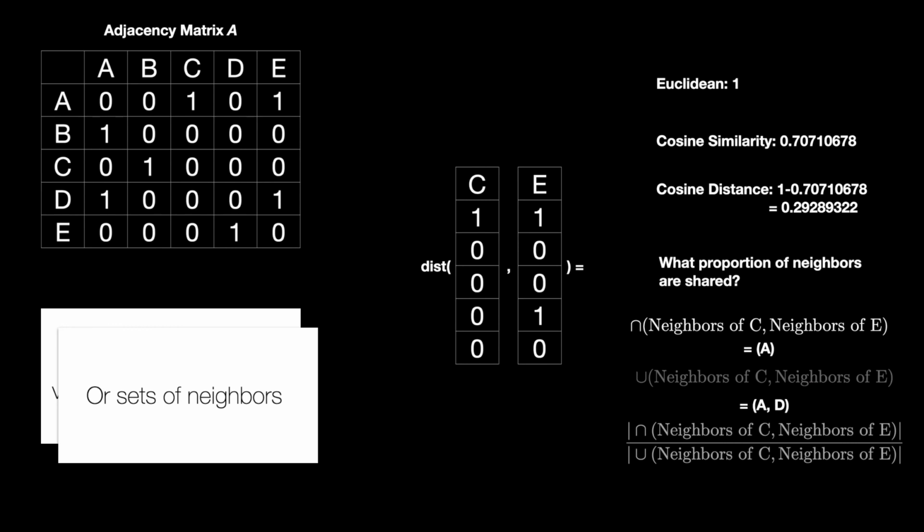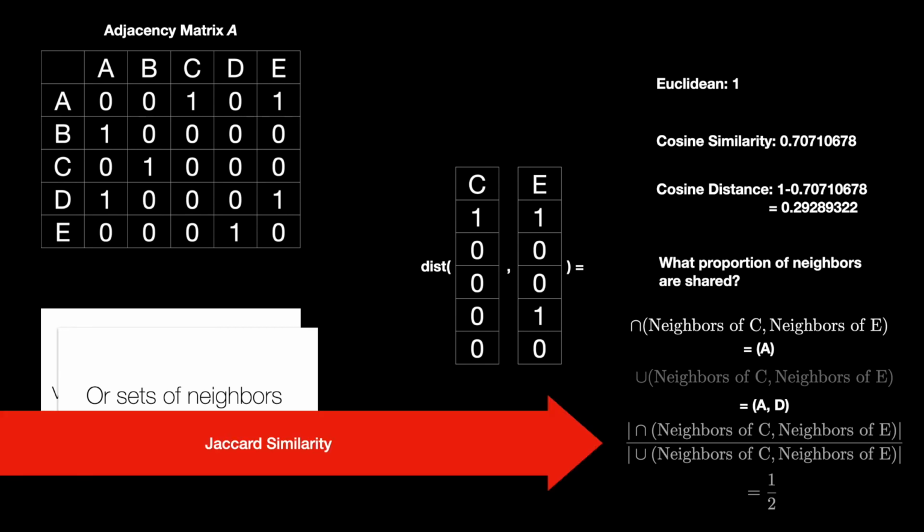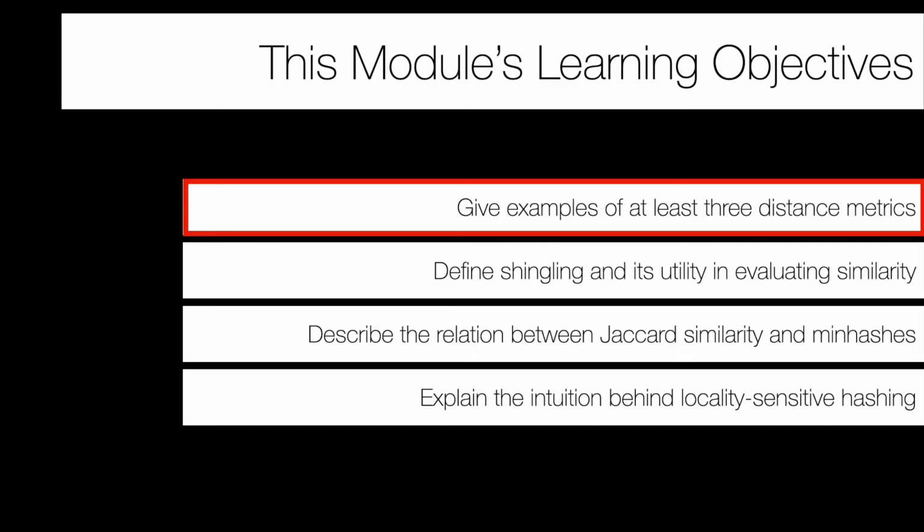And then we can take the ratio between these two values, and we get 1/2. So we have a new distance metric, or rather a similarity metric called Jaccard similarity, which is exactly this: the proportion of neighbors that are shared between two nodes in the graph, or any two sets of objects. So those are a number of different distance metrics you can use: Euclidean distance, Hamming distance, Jaccard similarity, cosine similarity, and the book has a number of other ones as well.